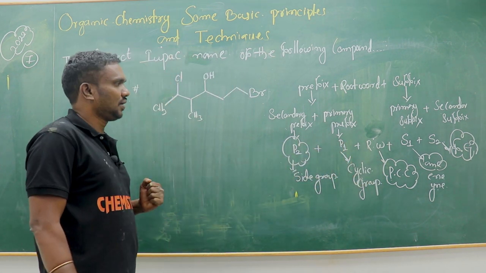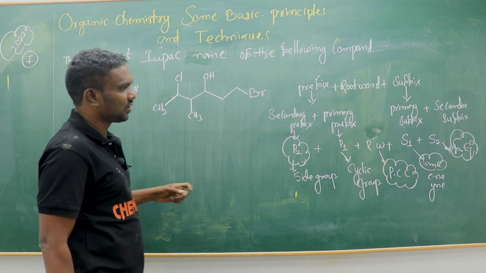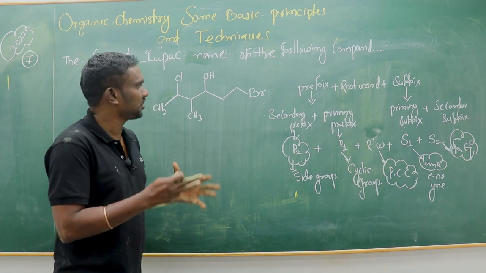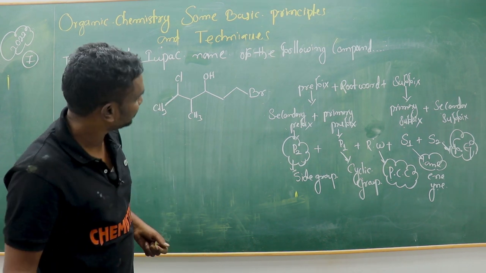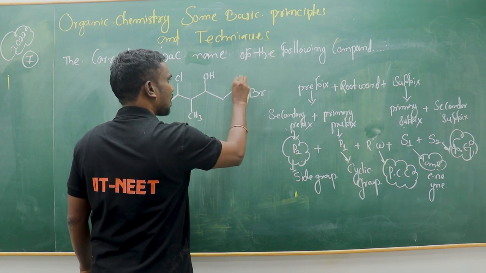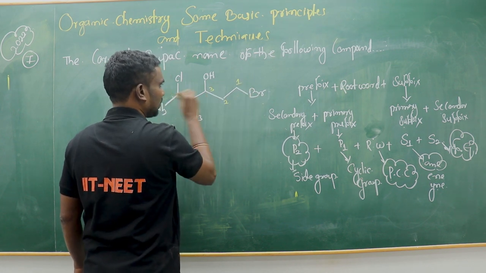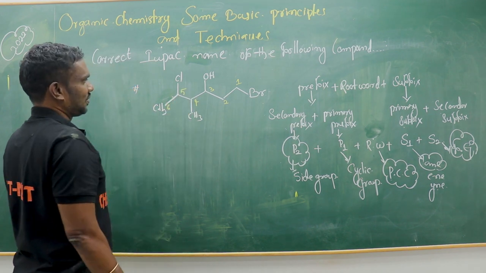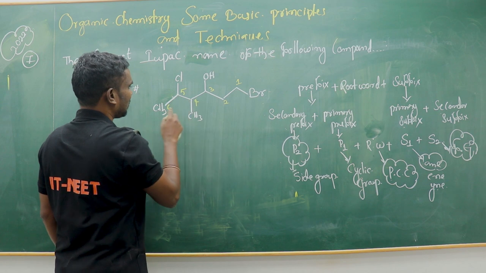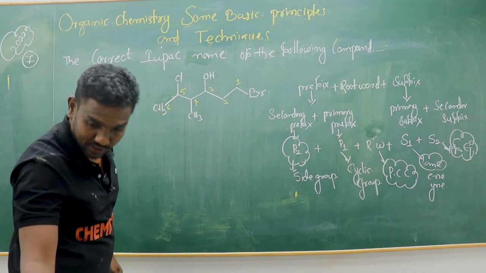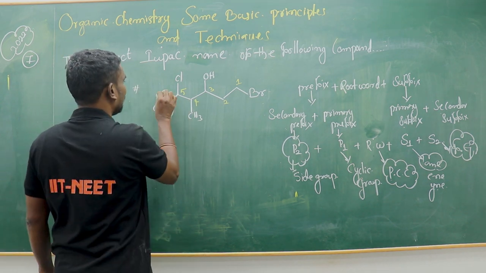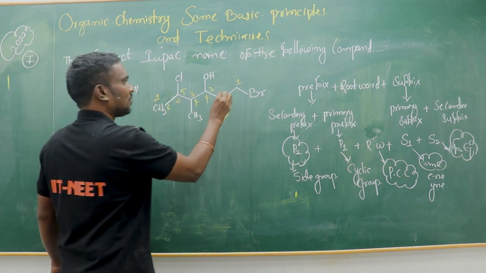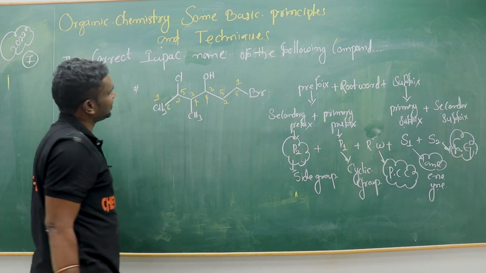Abhi dhyan dena yahan par. See, first of all, you have to find out the root word, parent carbon chain. See, longest chain. Find out the longest chain beta. Yahan se shuru karenge hum. 1, 2, 3, 4, 5, 6. Sir, aisa kyun, sir? Idhar se bhi le to kya hota, sir? Yahan se. Dekho, color change kar rahe beta. 1, 2, 3, 4, 5, 6, aisa bhi le sakte na sir.